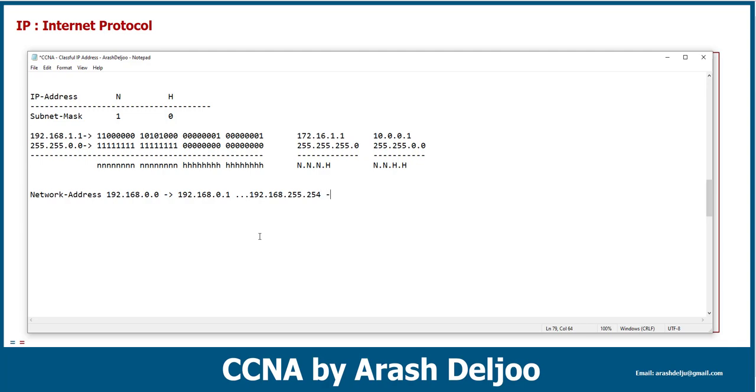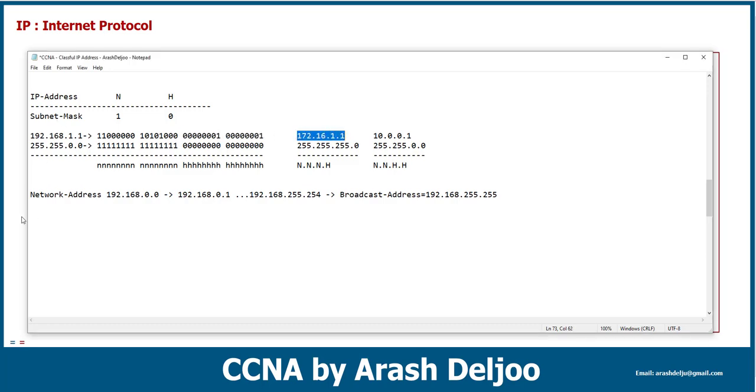Okay, and after that we have the broadcast address. Let me write here: broadcast address. Broadcast address means we are using 1s instead of the host bits, so 192.168.255.255, because now we have the 16 bits. For host bits we are using 1 instead of all of these 16 bits. Okay, this is for the first example.